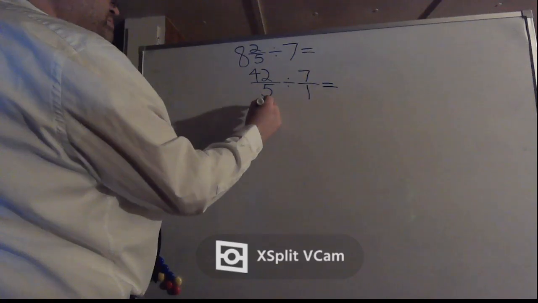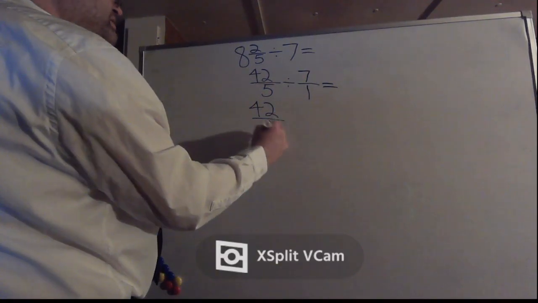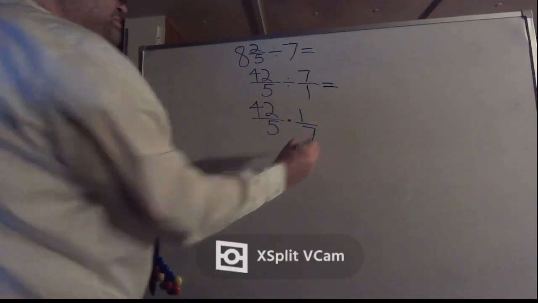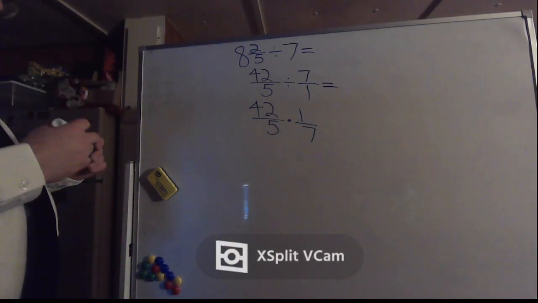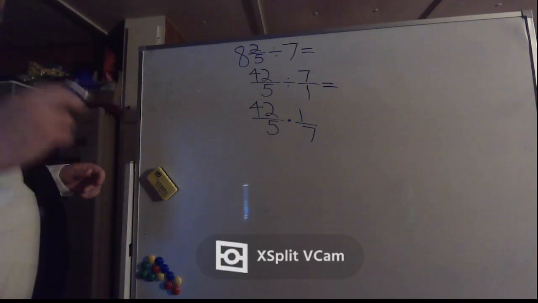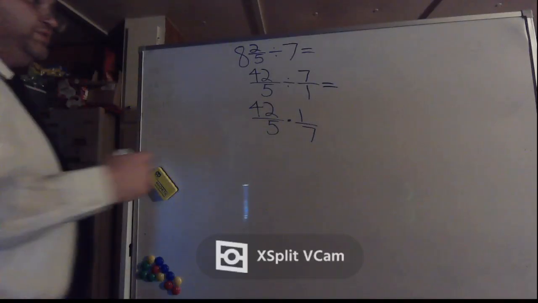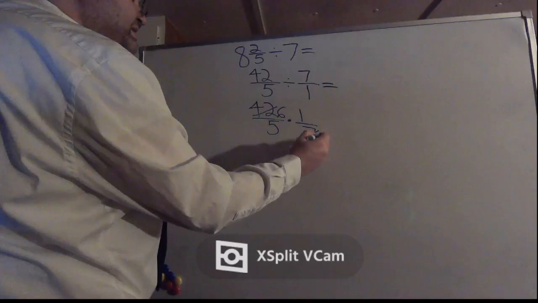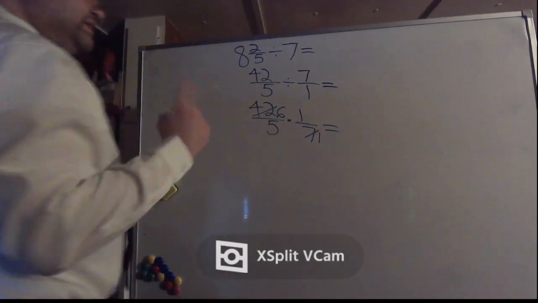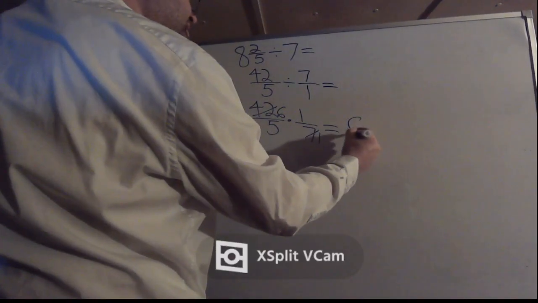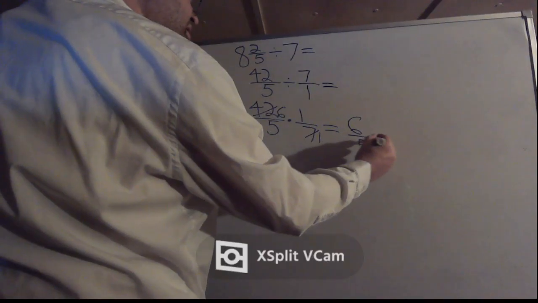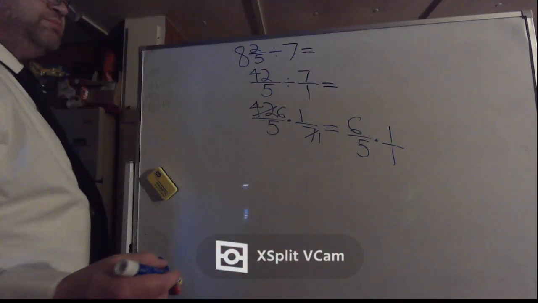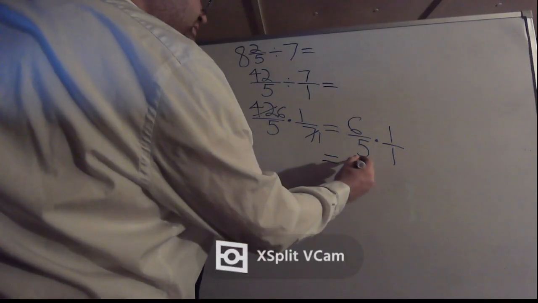So really, it's going to be 42/5 times 1/7. It's the same as multiplying by the reciprocal. And we see 7 is a factor of 42, so if you divide the 42 by 7, you get 6. You divide the 7 by 7, you get 1. So if we rewrite this, you will have 6 over 5 times 1 over 1. Well, that's a no-brainer. That's just going to give you 6 over 5.